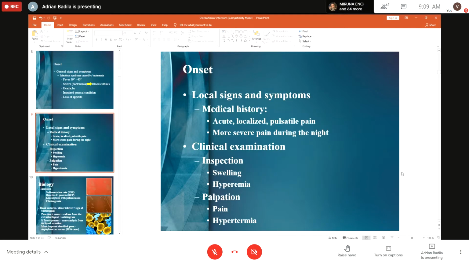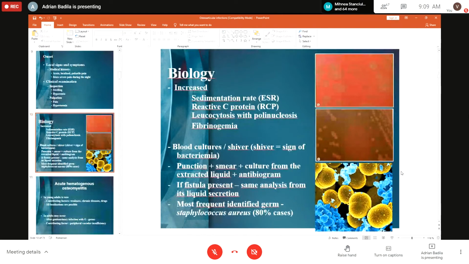Of course, we will have also local signs and symptoms. From the medical history, the patient will describe acute localized pulsatile pain, and this pain will be more severe during the night. At the clinical examination, we will have inspection and palpation. At the inspection, we will see swelling and hyperemia, while at palpation, we will feel pain and hyperthermia. Local pain, local hyperthermia, of course.